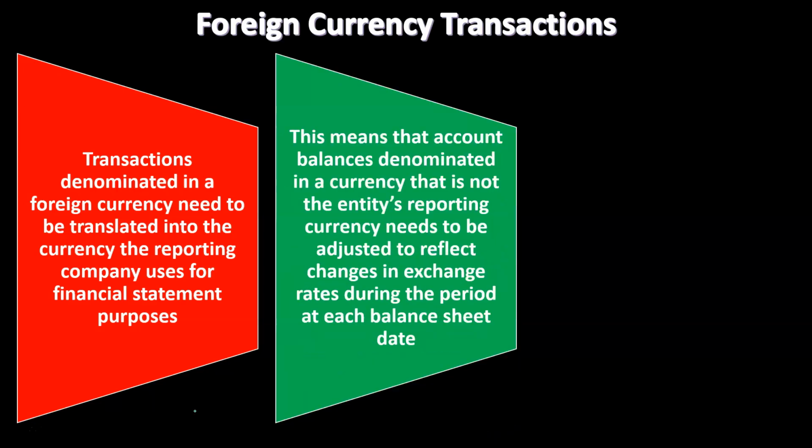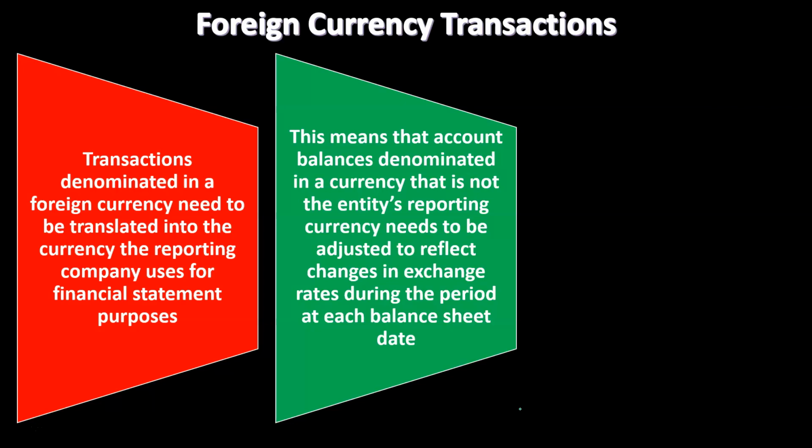So then we're going to say this means that account balances denominated in a currency that is not the entity's reporting currency need to be adjusted to reflect changes in exchange rates during the period at each balance sheet date. So at the end of each balance sheet date, if we have anything on the books that we had to revalue, for example, if we have a payable on the books that we're going to be paying in foreign currency, or if we have a receivable on the books in which we're going to be receiving foreign currency, then it would be similar to if we had stocks or bonds on the books at that point in time, right?